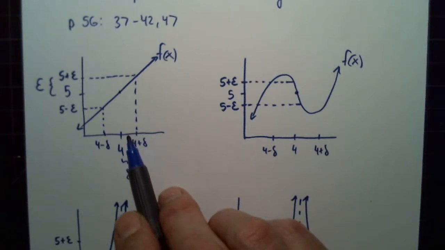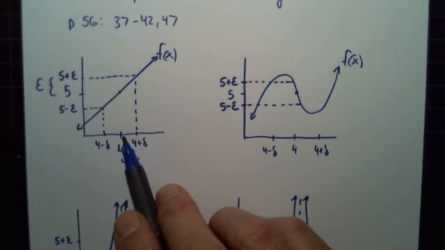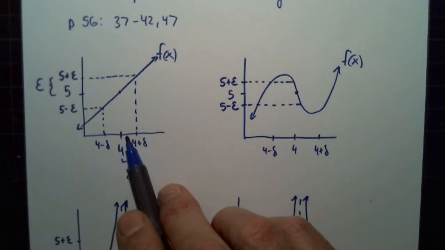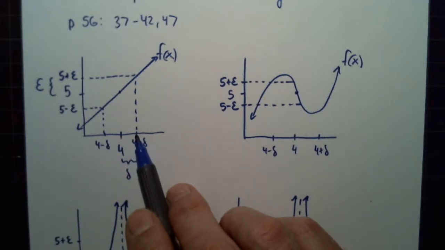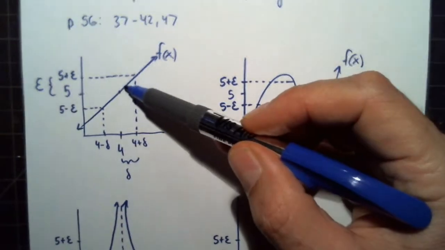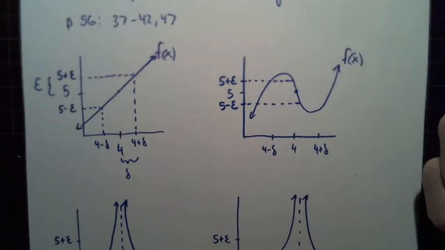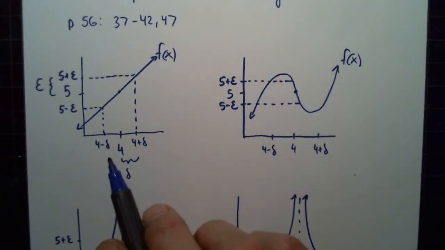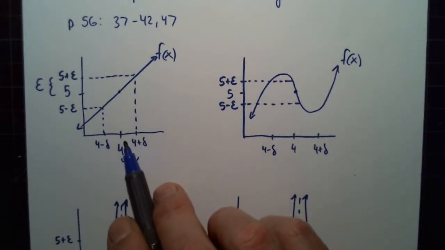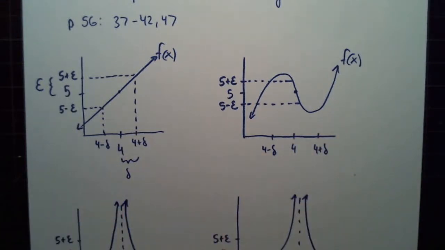small enough so that if you pick any x value in here that's within delta, so we're going to go up some number that's not equal to delta, we're going to go up less than delta. If we choose an x value right there, will its y value be less than epsilon away from 5? So we want to be thinking of that question. For every x that is within delta of 4, will f of x be within epsilon of 5? So in this graph, the answer is yes.